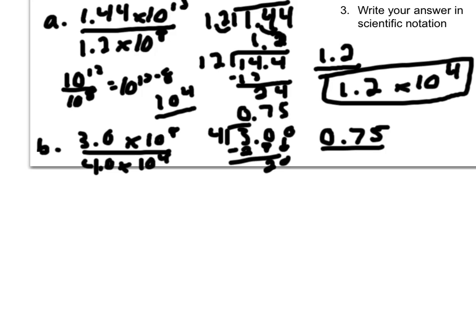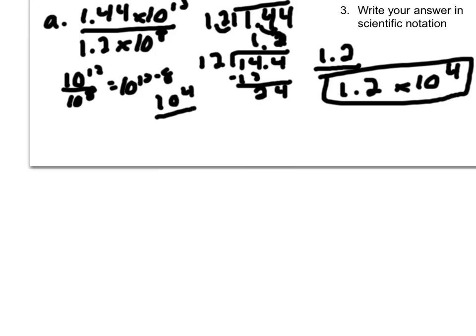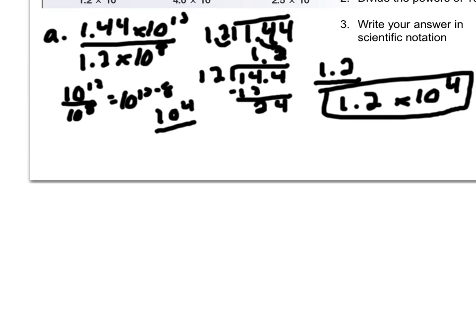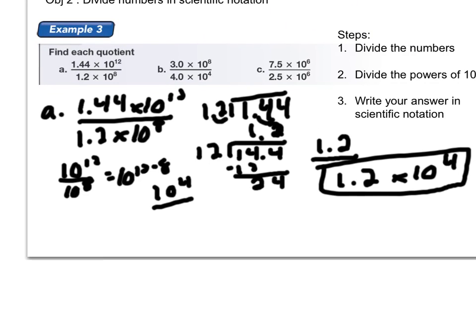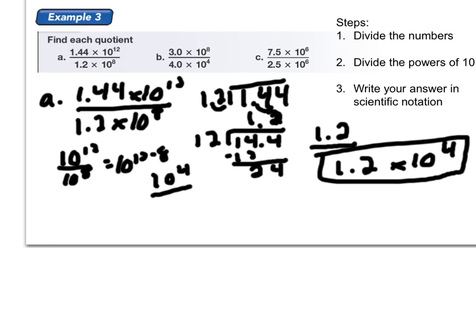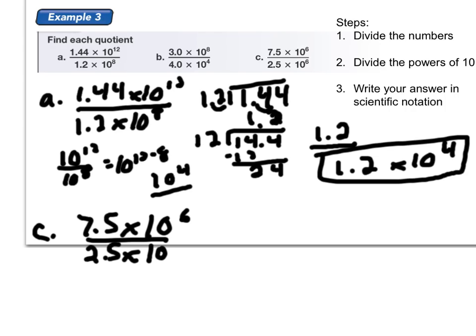So again, hopefully you pause the video to make sure you got all that stuff. Okay, and now that we're all clean here, we're going to go on to part C. And part C is 7.5 times 10 to the 6th over 2.5 times 10 to the 6th.